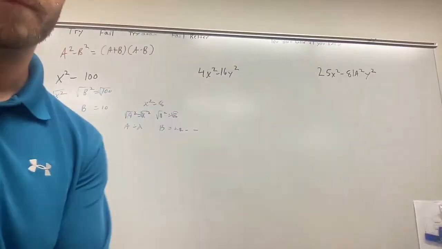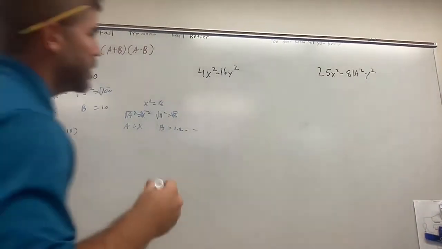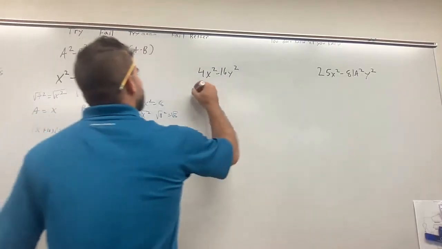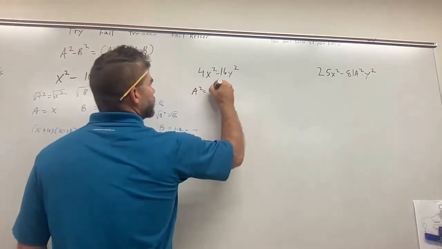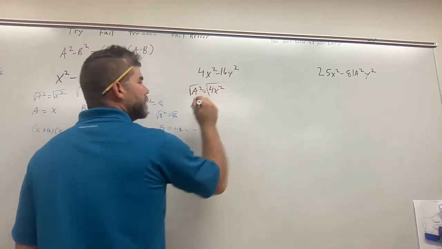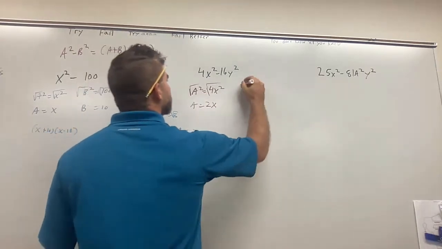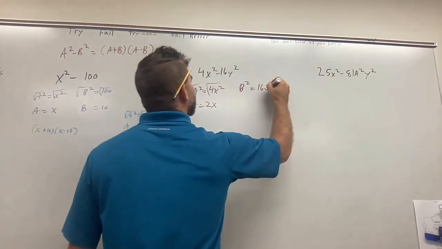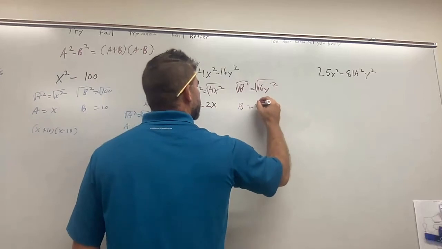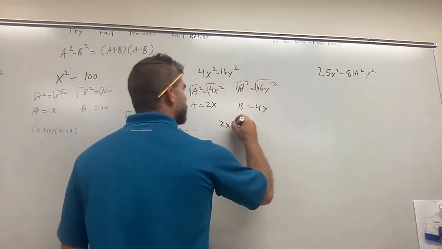All right, we'll do a couple more examples, a little bit more complicated and ugly looking here. We have 4x squared minus 16y squared. There's more to it. That doesn't change how we do it. I take a squared, and I set it to be my first thing. My first thing is 4x squared. I take the square root of both sides. A equals, the square root of 4 is 2. The square root of x squared is x. A equals 2x. B squared equals 16y squared. Square root of both sides. Square root of 16 is 4. Square root of y squared is y. And it's 2x plus 4y.